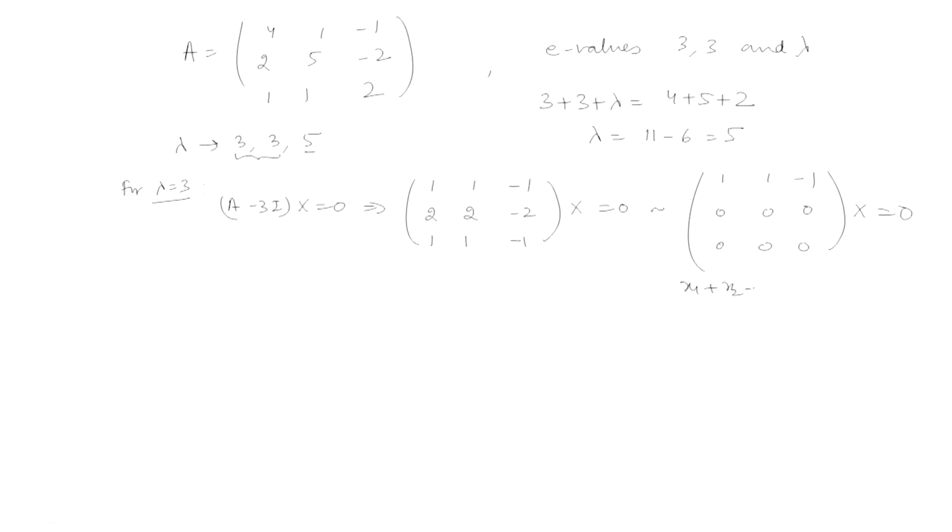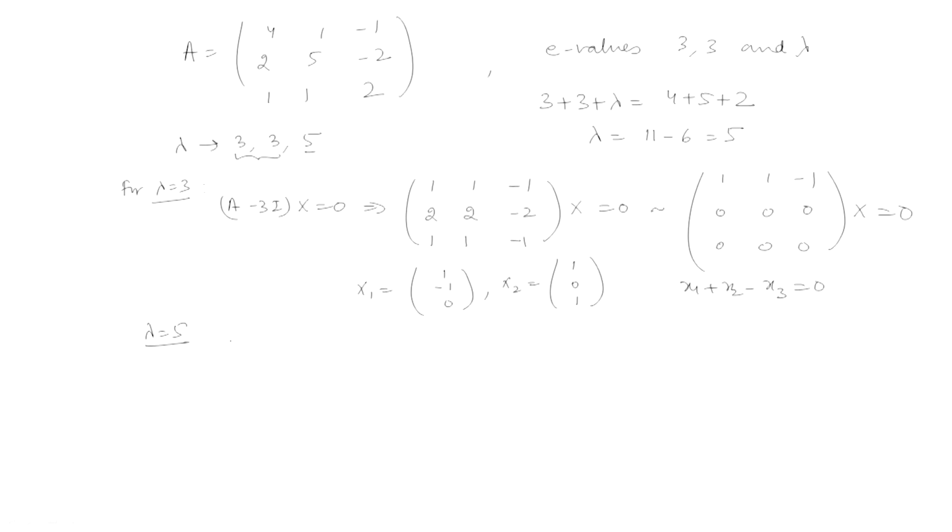Okay. So, what are those two vectors? x1 plus x2 minus x3 equal to 0. So, we can pick any two arbitrary linearly independent eigenvectors satisfying this equation. We can take x1 as 1 minus 1 0, because it satisfies this, and x2 as 1 0 1, which also satisfies this, and these two are linearly independent. So, yes, they will form the entire eigenspace.